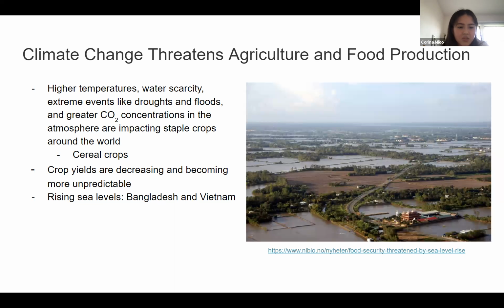According to the FAO, the unpredictable yields for cereal crops in semi-arid regions of the world, like some areas in Africa, is at least 80% due to climate variability. Another example is that in areas like Bangladesh and Vietnam, rising sea levels pose threats to coastal farmland, which makes these areas more susceptible to flooding that can kill off crops.